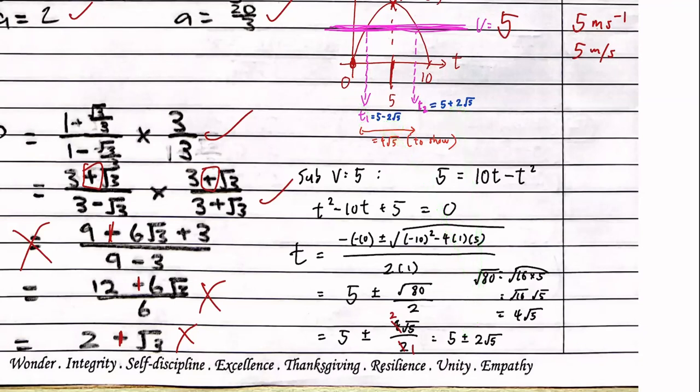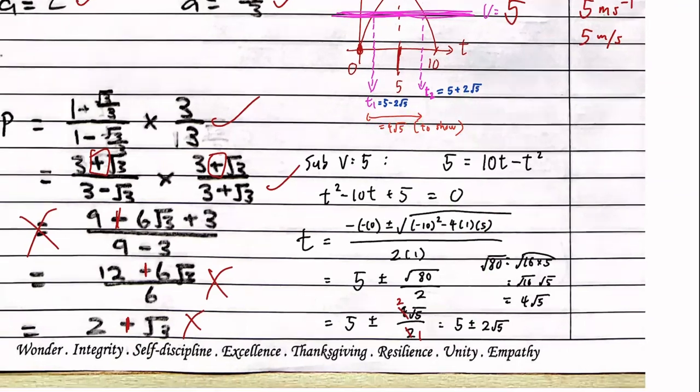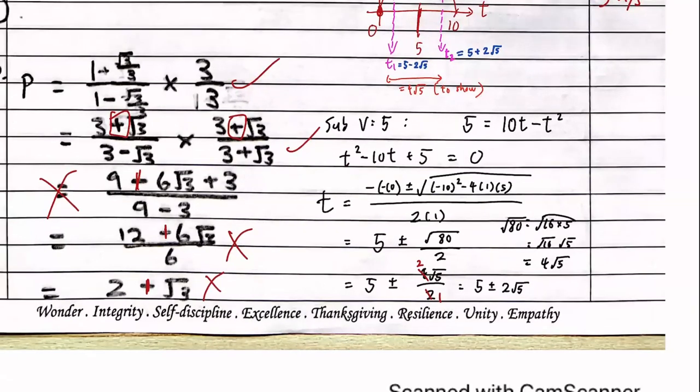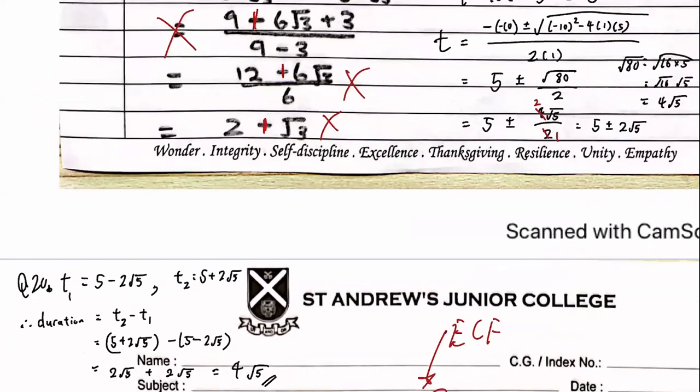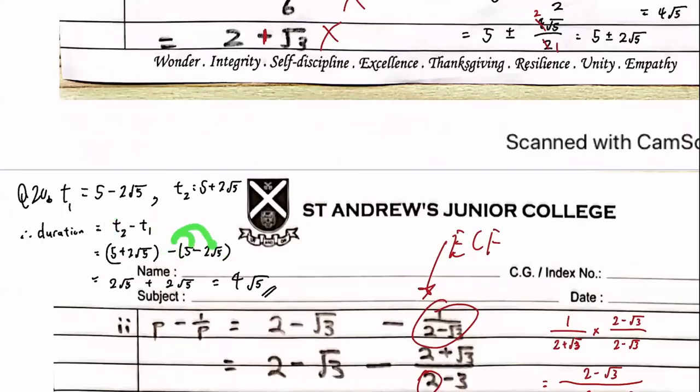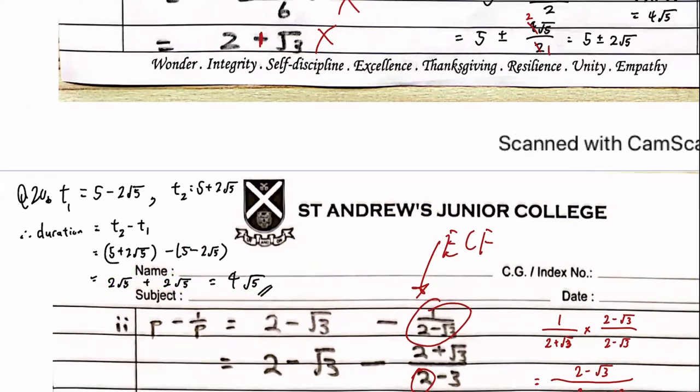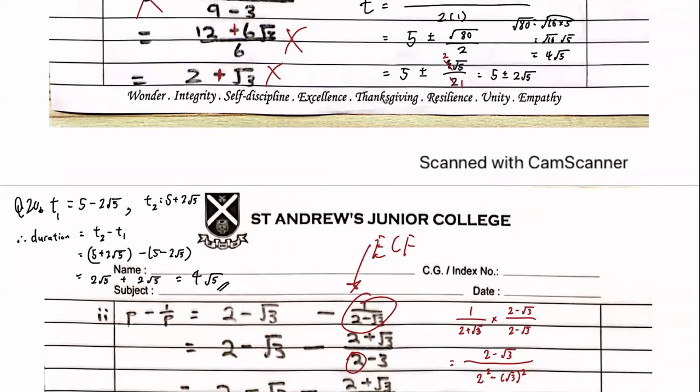So how do I show that the distance here is 4 root 5? I just need to take t2 minus t1. I subtract, make sure you open up the bracket. So minus 5 plus 2 root 5. Then the minus 5 and plus 5 at the front will cancel off. You're left with 2 root 5 plus 2 root 5, which gives you your 4 root 5. Is that okay? Yeah, that's how you show it. Okay, done. Then question 20.